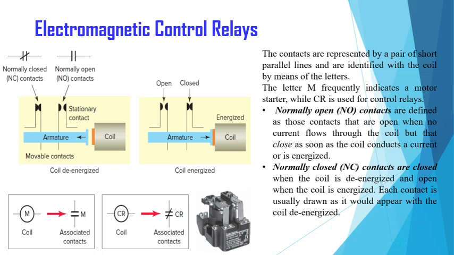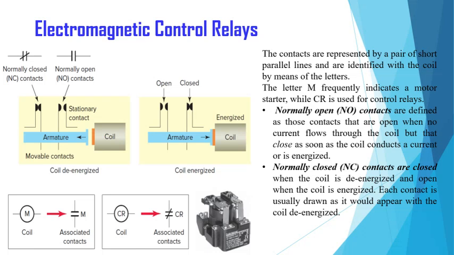Now, what is meant by normally open contacts and normally closed contacts? Normally open, that is NO contacts, are defined as those contacts that are open when no current flows through the coil, but get closed as soon as the coil conducts current or gets energized. What is a normally closed contact? Normally closed contacts are closed when the coil is de-energized, that means no current flow is there, and they open when the coil is energized.